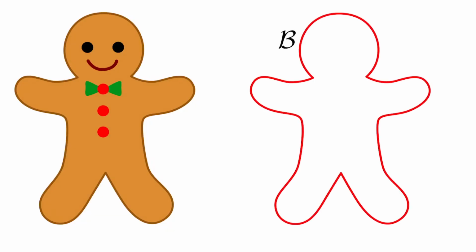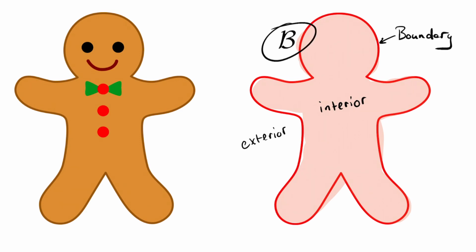When we talk about the shape of an object, it is often helpful to distinguish between the notions of its interior, or the space that is inside the object, and its exterior, or the space that is outside of the object. The boundary of a shape is the separation between its interior and its exterior, denoted by this symbol.